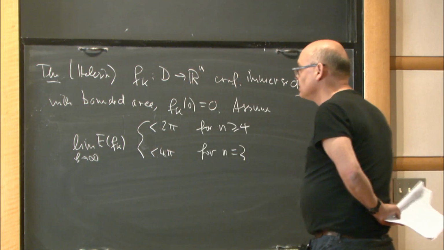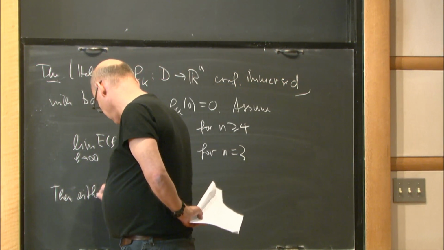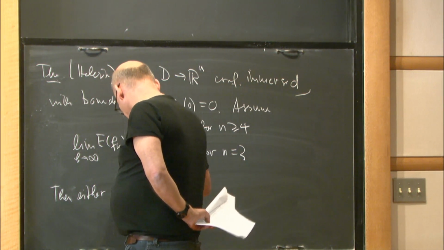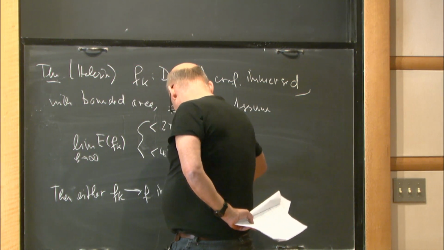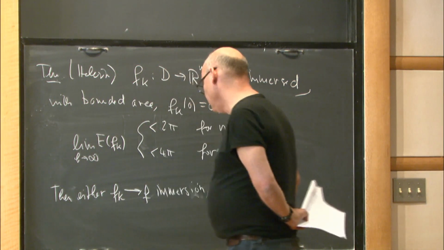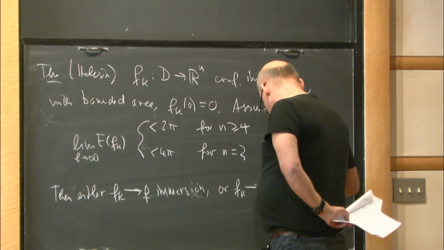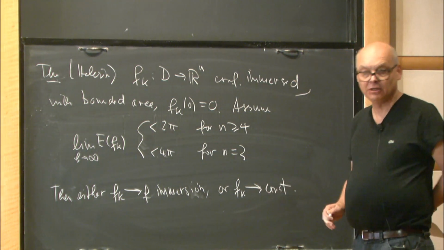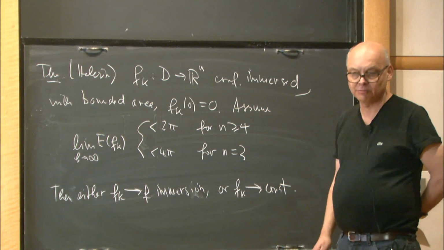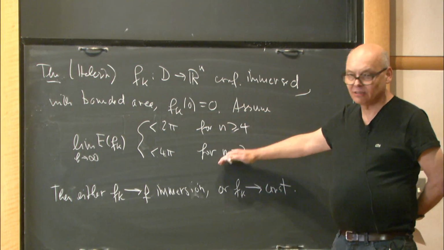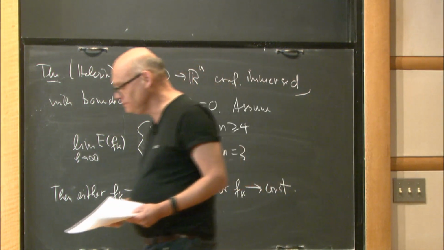And if you make this assumption, then the conclusion is either f_k converges to f, which is an immersion, and this convergence is very nice, or f_k entirely converges to a constant. So you have either a collapse of the whole sequence, or you can converge again to an immersion. And this relates very much to this effect with these branch points. You see there are the same bounds here. So roughly speaking, this is really a very close relation, so very nice.